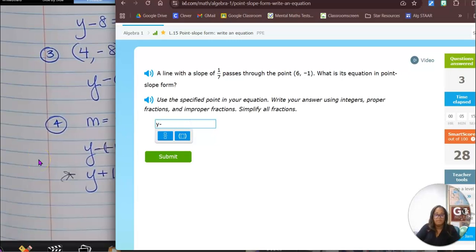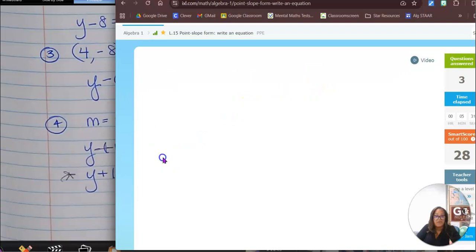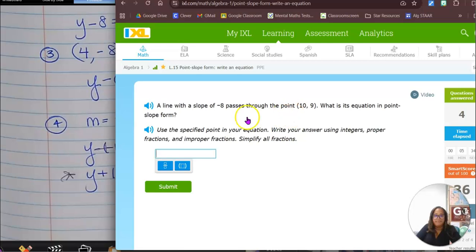So this is y minus -1 equals 1/7 times the quantity of x minus 6. So you see how I have the double negatives there for that minus -1? I have to make sure that I have those double negatives or a plus sign there. Let's see if it works out for me. It did.